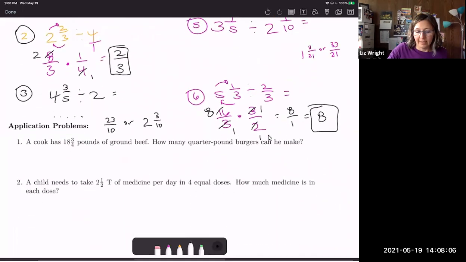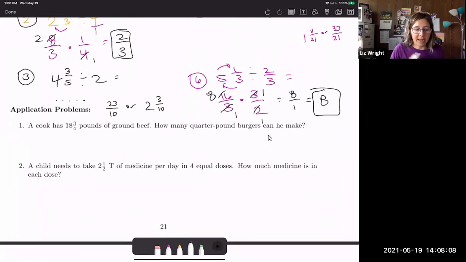Okay, and then that gets us down to these application problems. So our first one here, it says that a cook has 18 3/4 pounds of ground beef. How many 1/4 pound burgers can he make? So we're taking a larger portion of beef and we're splitting it up into 1/4 pound burgers. So we're dividing it into smaller portions. So we're taking 18 3/4 and we're dividing it into 1/4 pound burgers.